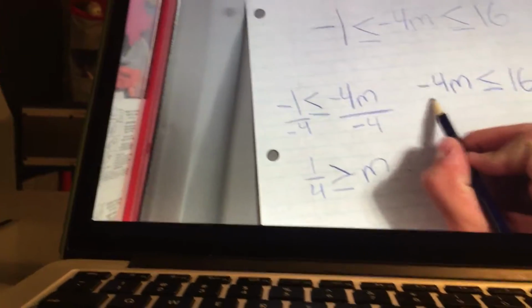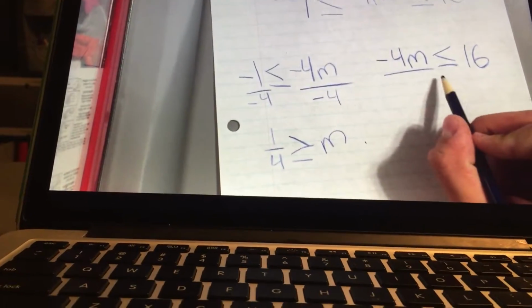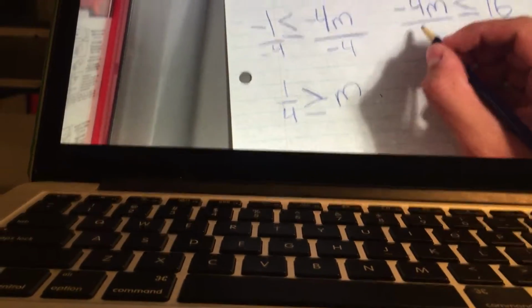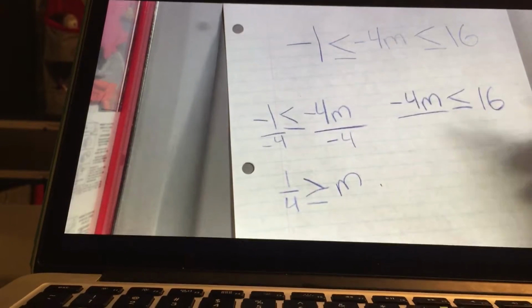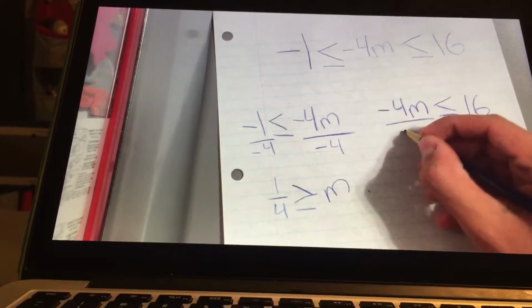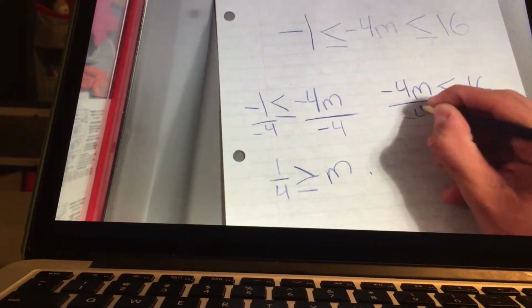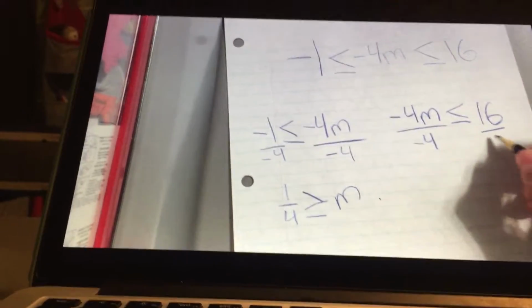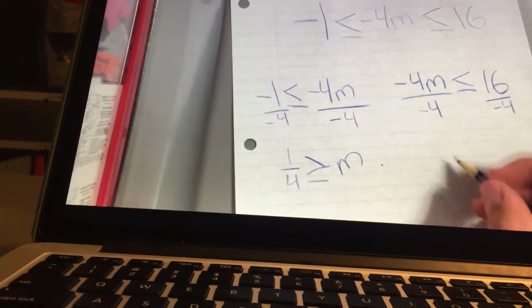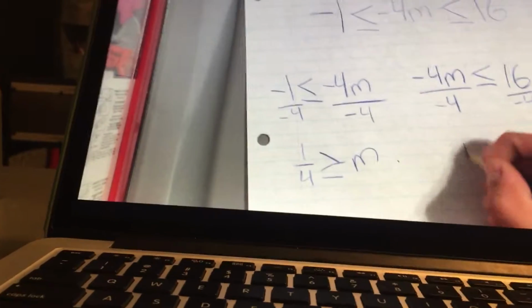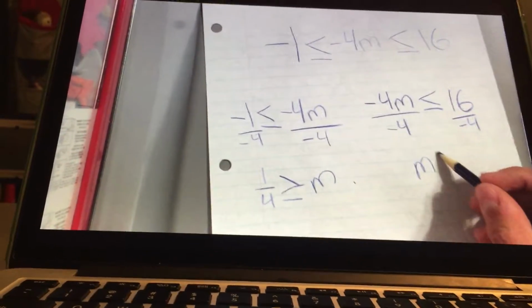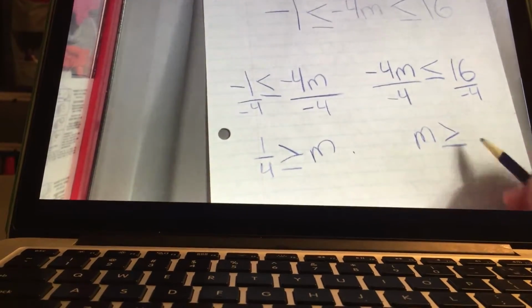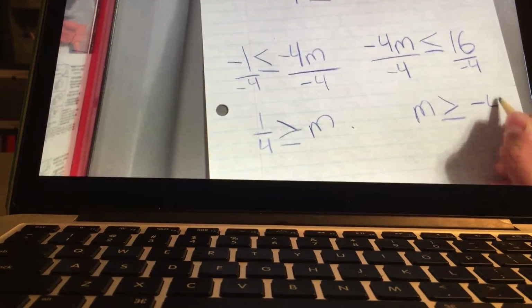Then we do the same exact thing on the right side. To get the variable alone, we just take the negative 4 and you divide 16 by negative 4, which gives you m is greater than or equal to negative 4.